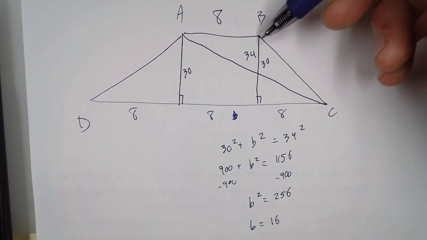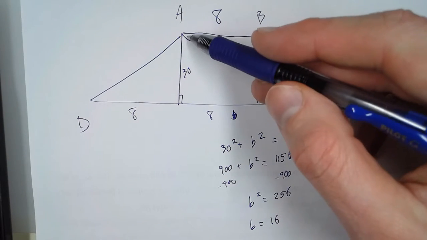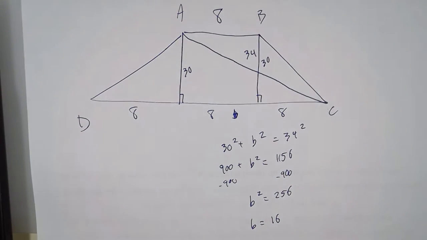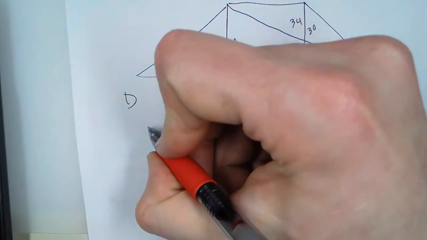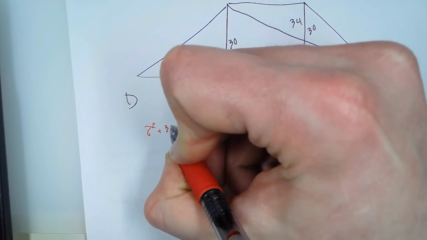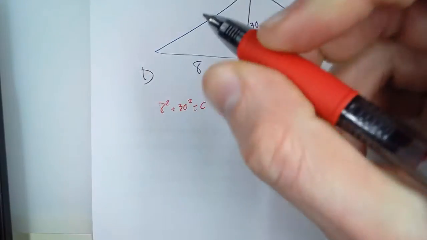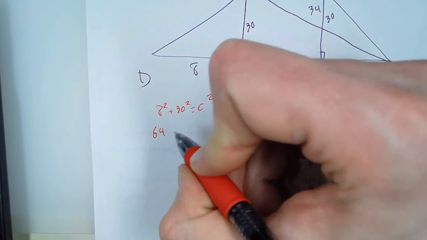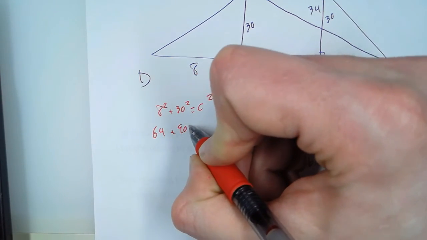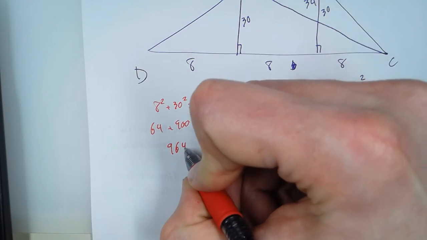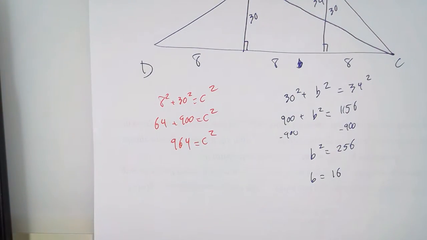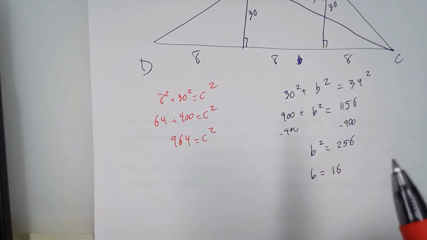But now we have to figure out what are these lengths here. And fortunately they're the same, so we just have to do this once. So we have 8 squared plus 30 squared equals c squared. 8 squared is 64, 30 squared is 900, equals c squared. So we have 964 equals c squared. And that is not a perfect square.